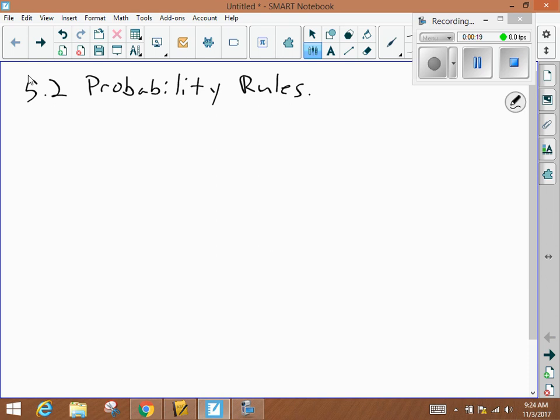Alright, so first thing we got to do is talk about some definitions. We're going to talk about our sample space. And a lot of times it's going to be good for us to write down or really imagine the entire sample space before we calculate some probabilities. The sample space is all of the possible outcomes.